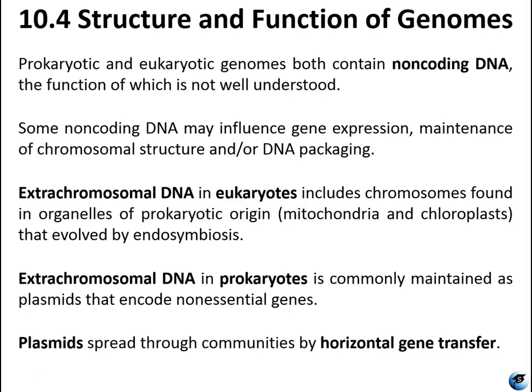Extra chromosomal DNA in prokaryotes is usually in plasmids. So they'll have most of the DNA in the nucleoid, but then they may also have plasmids. And these plasmids are used to transfer genetic material from one cell to the other, and this is called horizontal gene transfer. So if you remember the hereditary DNA, like from a parent to an offspring, that's vertical gene transfer, but transferring DNA from one cell to another is considered horizontal gene transfer.